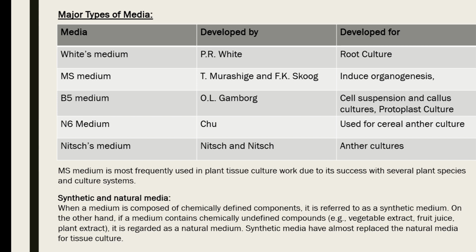3. B5 medium. This medium was formulated by O. L. Gamborg for cell suspension and callus cultures. Nowadays, this medium is used for protoplast cultures. 4. N6 medium. This medium was developed by Chu for the culture of cereal anthers. 5. Nitsch medium. This was developed by Nitsch and Nitsch for anther culture.